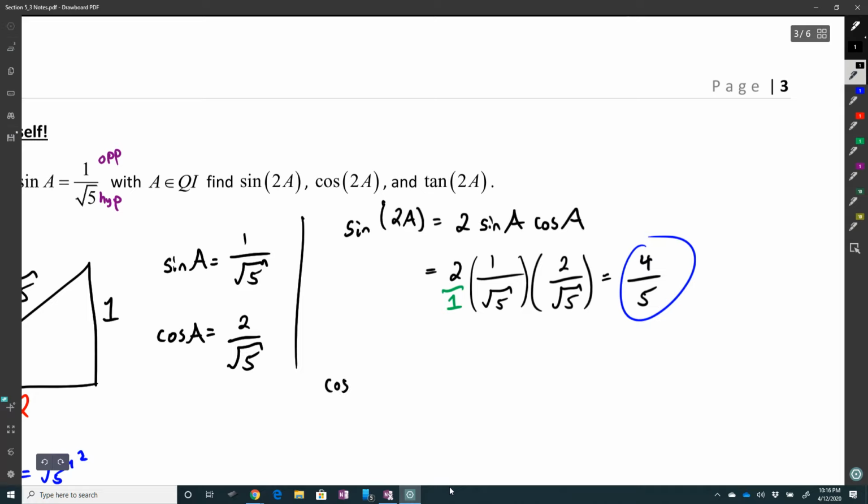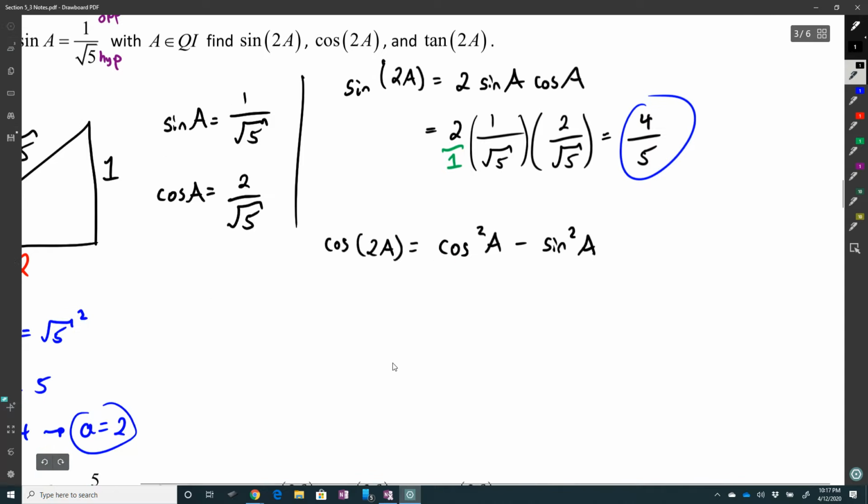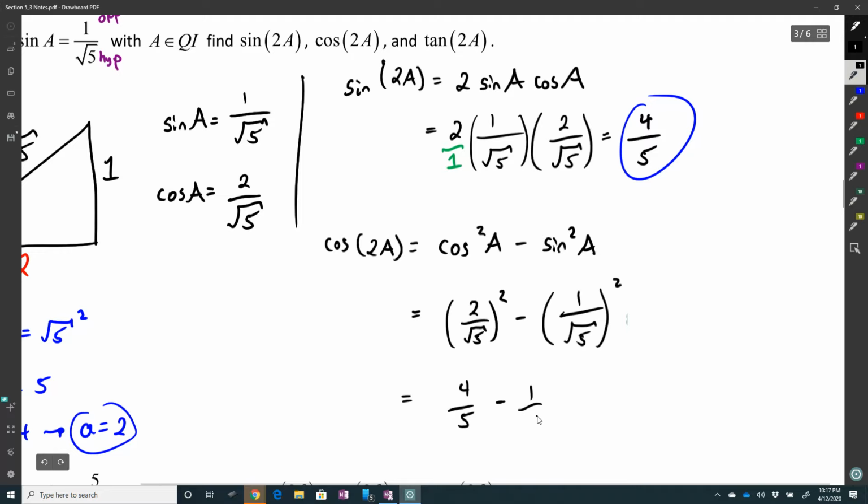Now I have cosine of 2A. And you can use whichever of the three formulas you want. I just usually stick to my cosine squared A minus sine squared A. And so this is going to be cosine squared. So 2 over square root of 5 squared minus sine squared, 1 over square root of 5 squared. And so this gives me 4/5 minus 1/5, which is 3/5.